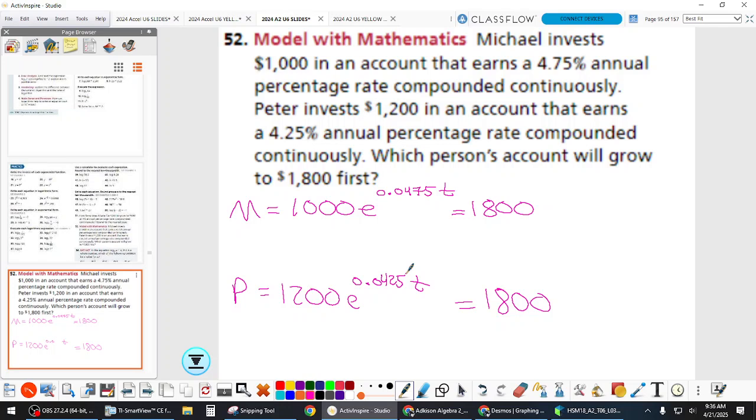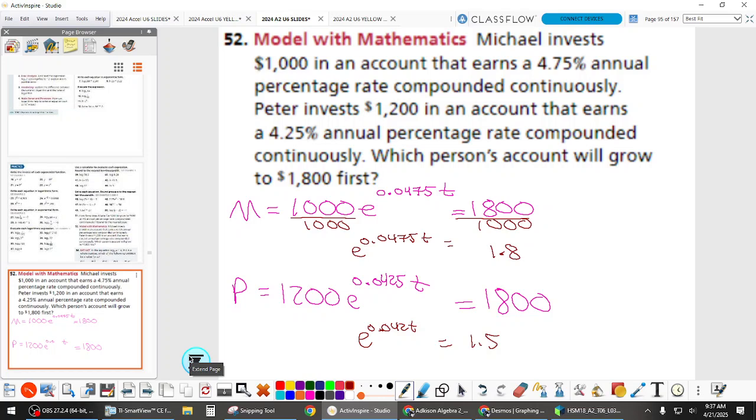Okay. First, we wrote in our notes, get the exponential by itself. So we need to divide off both of these. And what's this one? Let's do e to the 0.0425t equals 1.5. Okay. How do we undo e to the power of? That's the next step.